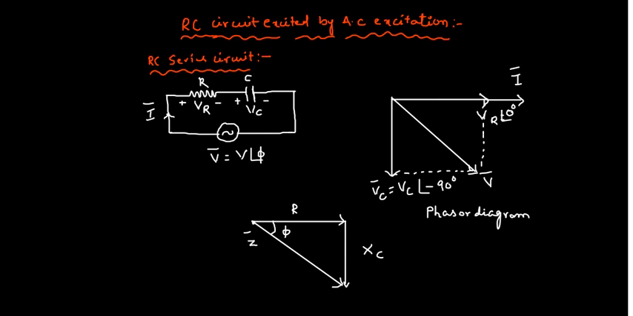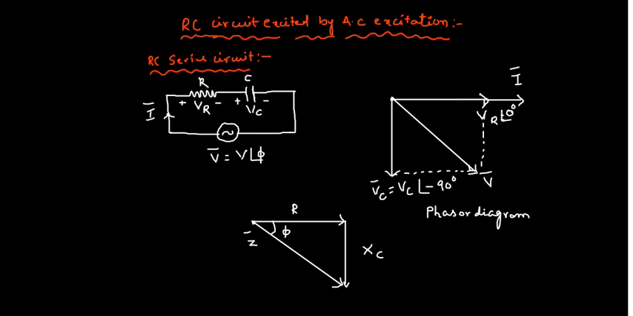After taking I as a reference, already we know that in a resistor, voltage and current are in phase with each other. So VR is in phase with the current. Now already we know that in a capacitance circuit, the voltage across the capacitor C lags the current by 90 degrees, or else current leads the voltage by 90 degrees. That is the reason why I have taken VC at an angle minus 90 degrees.